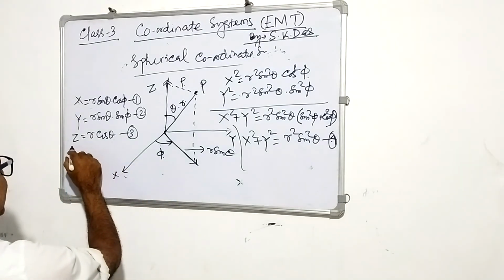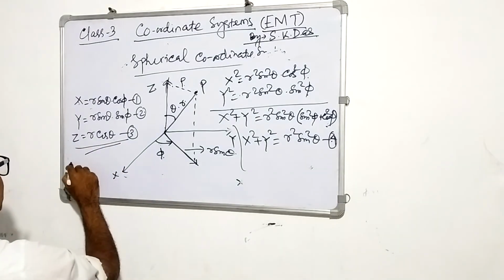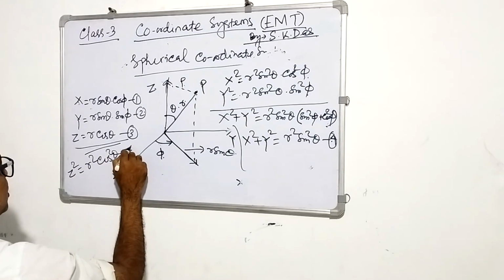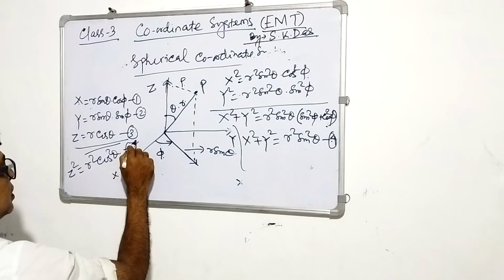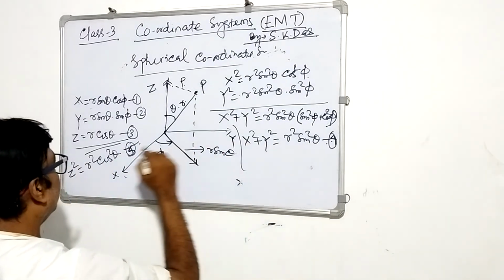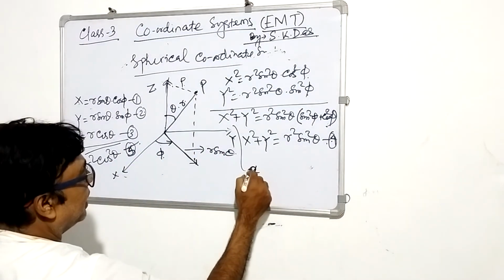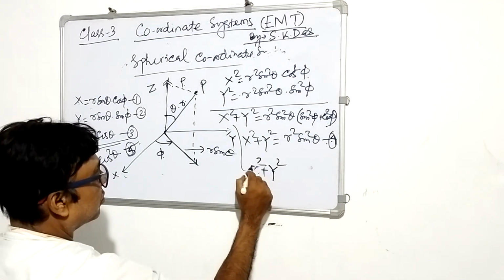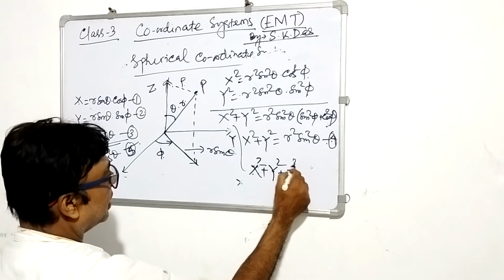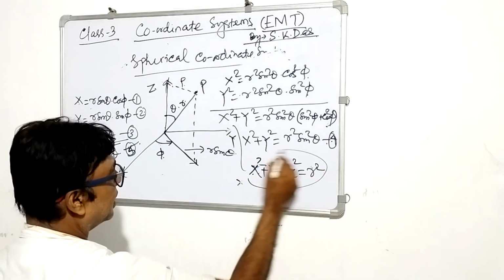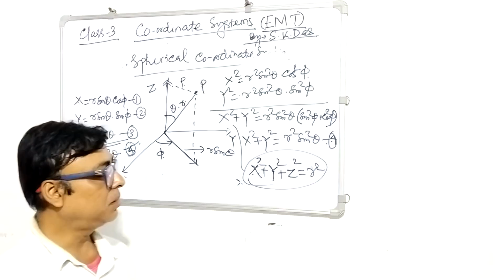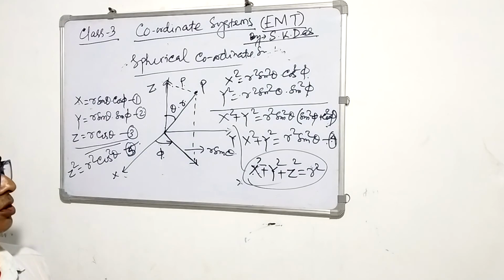Now take the square of equation 3. It will be z squared is equal to r squared cos squared theta. Suppose this is equation 5. Now if you add equation 4 and equation 5, x squared plus y squared plus z squared is equal to r squared. And you know that this is the equation of a sphere in three-dimensional geometry, having center at 0, 0, 0. So this is the transformation.